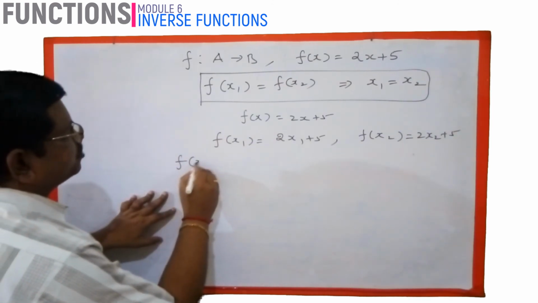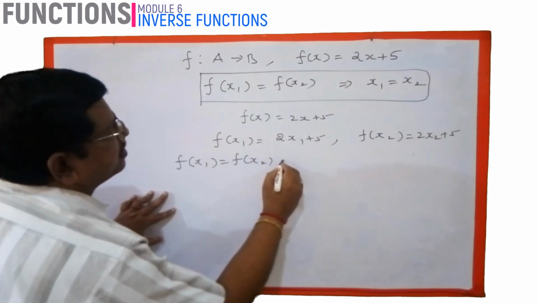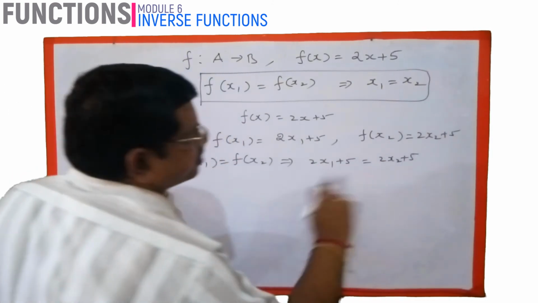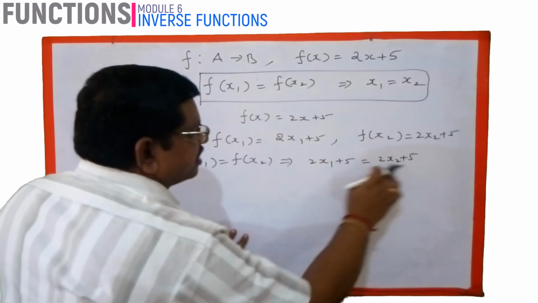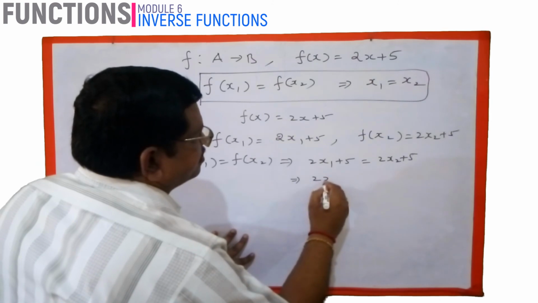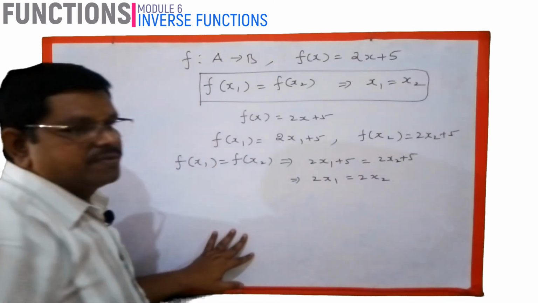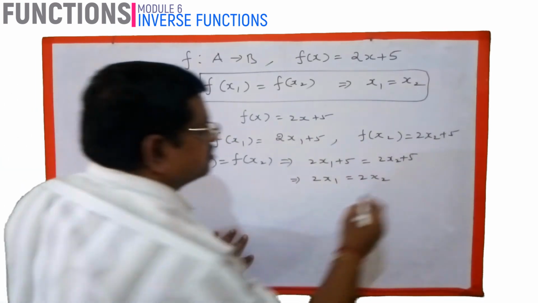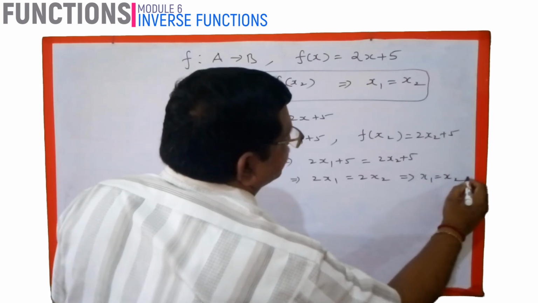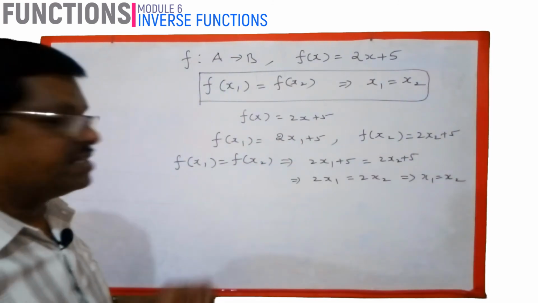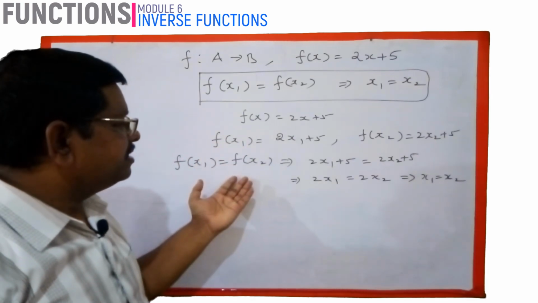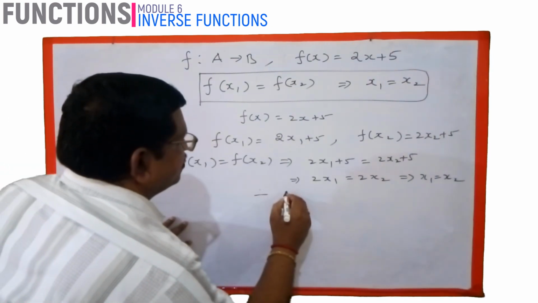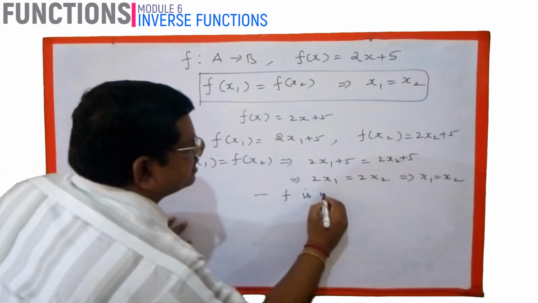Now we take f of x1 and f of x2 to be equal. So 2x1 plus 5 and 2x2 plus 5 both are equal. Using the right cancellation method, we can remove this 5. So we get 2x1 is equal to 2x2. Again, this 2 can be cancelled using the left cancellation method. So we will get x1 and x2 equal. So as per the condition of a one-one function, f of x1 and f of x2 are equal, and we have got x1 and x2 also equal. So f is one-one, or injective.